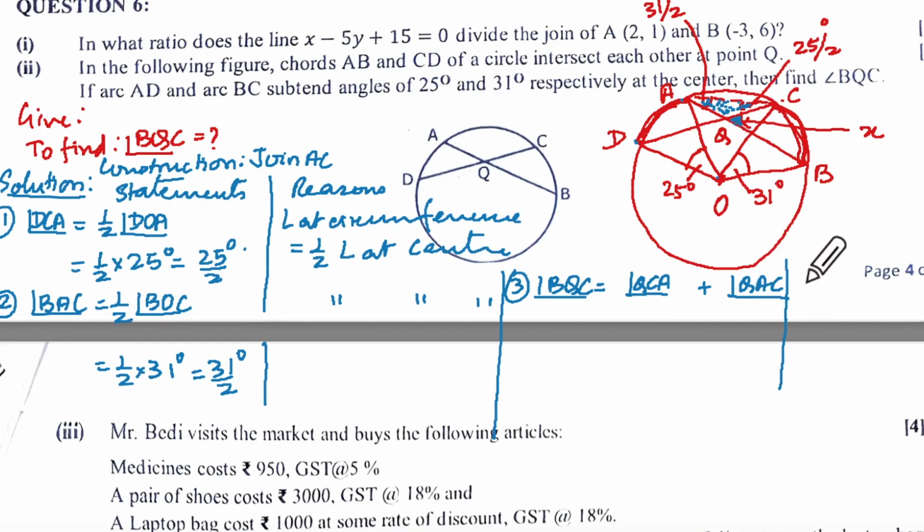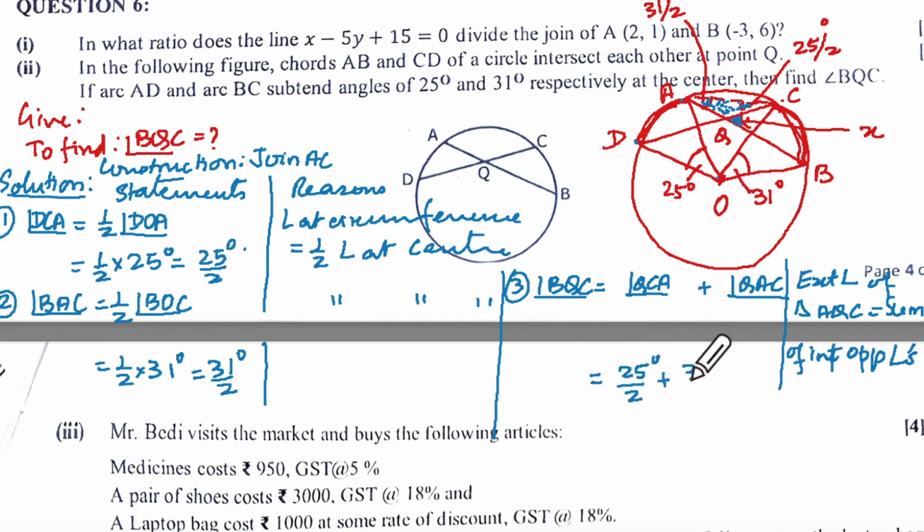And what is the reason for that? Exterior angle of which triangle is this? AQC. Exterior angle equal to sum of what? Interior opposite angles. Okay. Now for QCA we will write 25 degrees upon 2 plus here we'll write 31 upon 2 degrees.